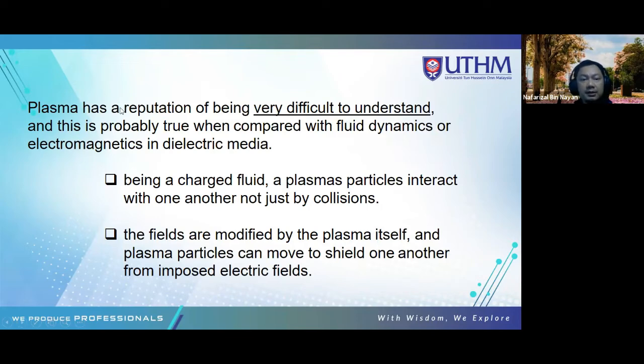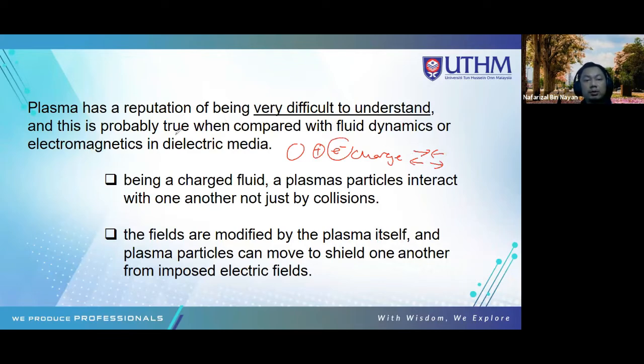So plasma has a reputation for being very difficult to understand. Why? Because of its complexity. Most of the time in plasma we have the atom, we also have the ion, and we also have the electron, the negative electron. All of these have a charge, and when you have a charge, you have something that will repel. Sometimes they will go together, right? So this makes it more complex.